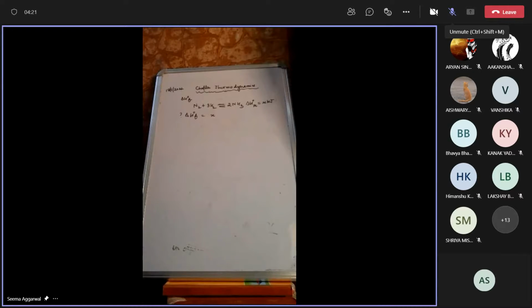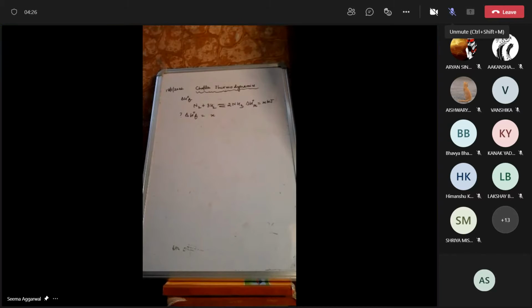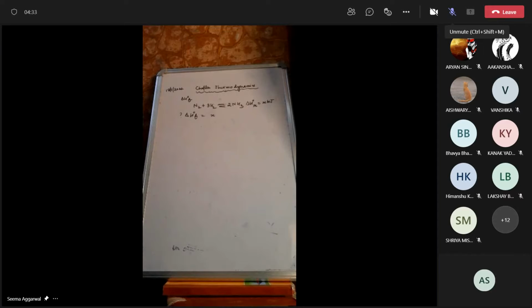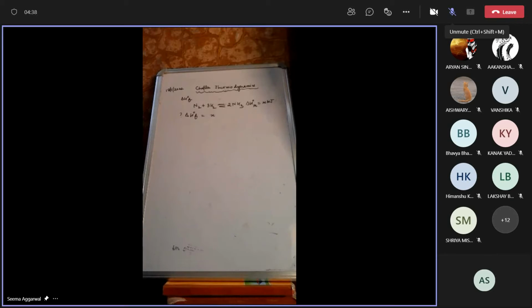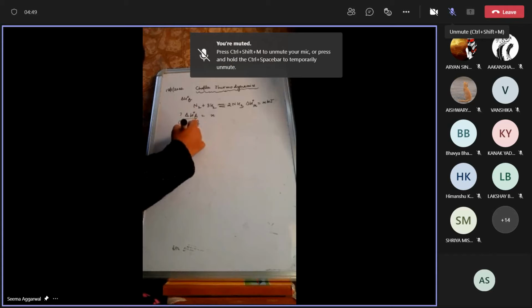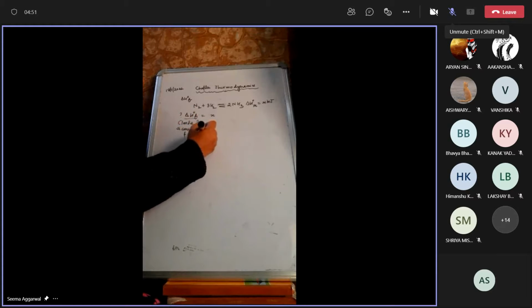Is delta H0 f, enthalpy of formation, same as X? Yes or no? Can anyone tell me? No one? See, enthalpy of formation is for 1 mole of a compound formed from its elements. That is called delta H0 f.